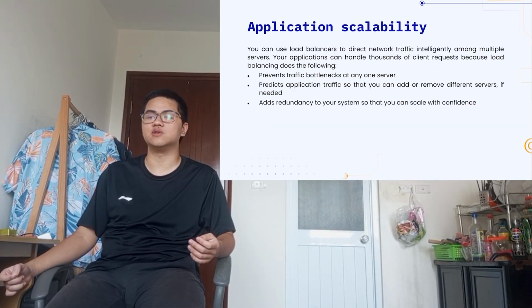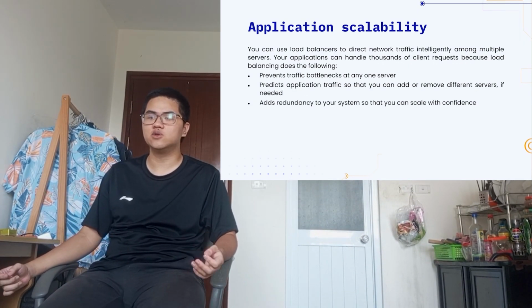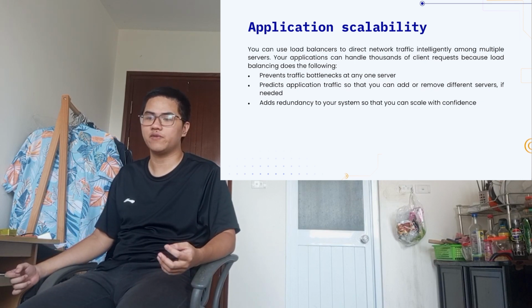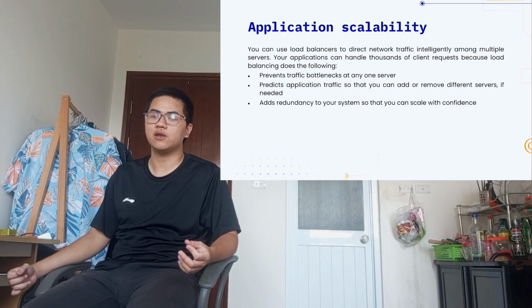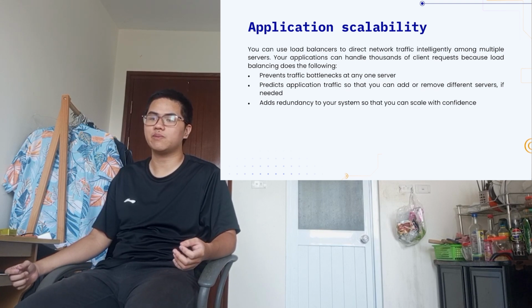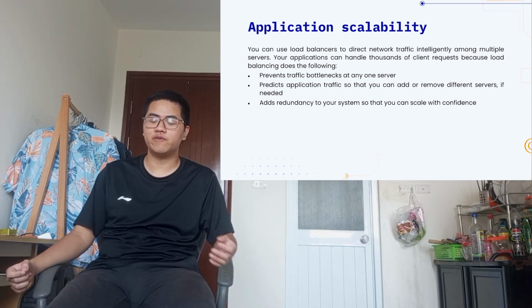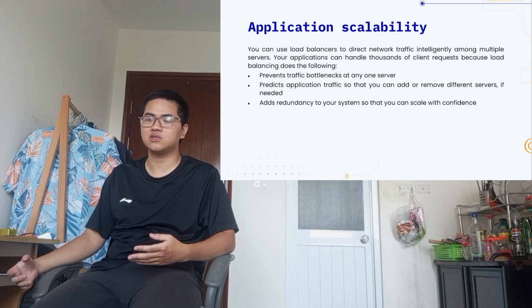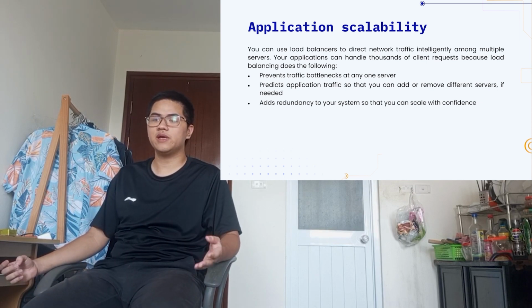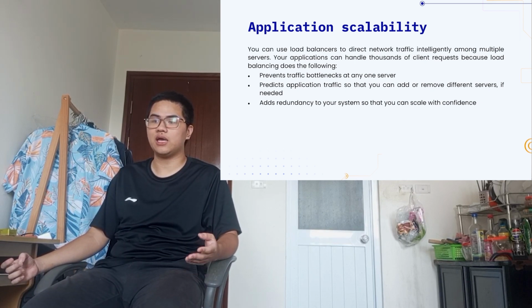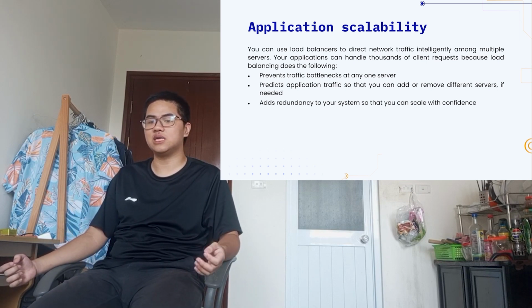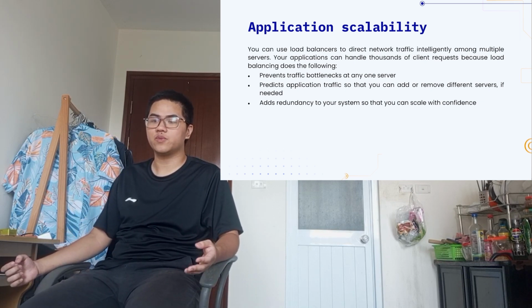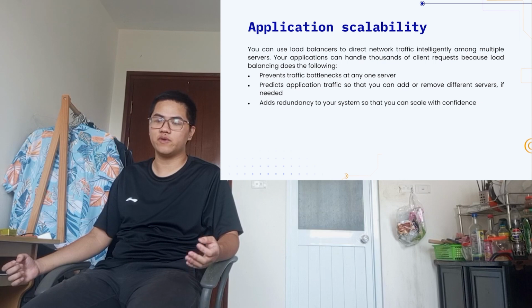Secondly, there is application scalability. You can use a load balancer to direct network traffic intelligently among multiple servers. Your application can handle thousands of client requests because load balancing does the following: prevents traffic bottlenecks at any one server, predicts application traffic so that you can add or remove servers if needed, and reduces the load on your system so that you can scale with confidence.